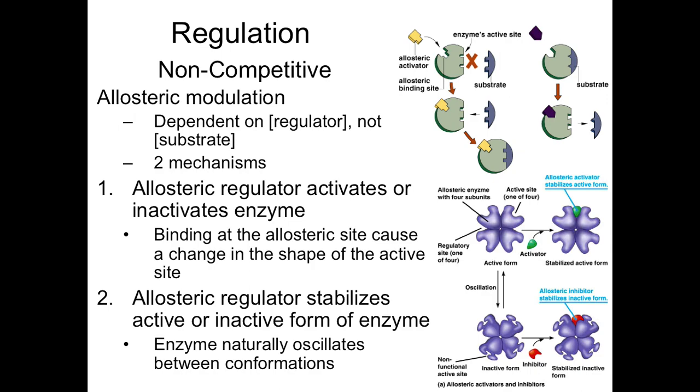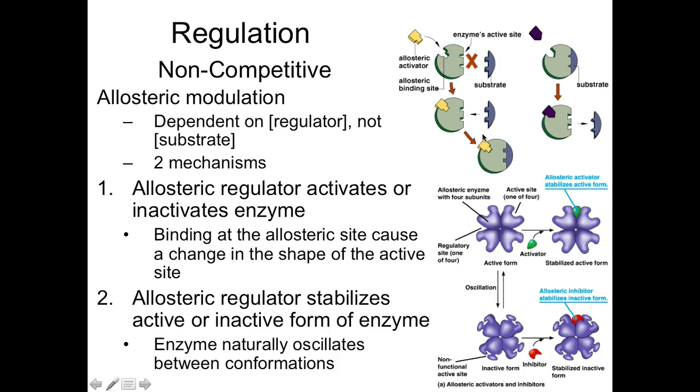With allosteric inhibition, the amount of inhibition really depends on the concentration of the inhibitor. Okay, because it's not a competition. If the inhibitor is there, it will inhibit the enzyme. Okay, there's no competition for the active site because the allosteric inhibitor actually changes the conformation of the active site so that the substrate's no longer capable of binding.